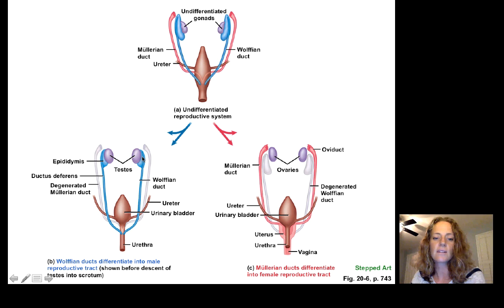So if the testes are functioning properly and producing testosterone and Mullerian inhibiting factor, then the Wolffian ducts will win, and the female Mullerian ducts will degrade. If there is no Mullerian inhibiting factor and no testosterone, then the Mullerian ducts will be maintained and the Wolffian ducts will degenerate.